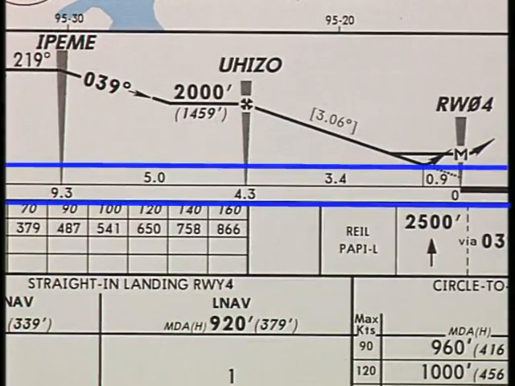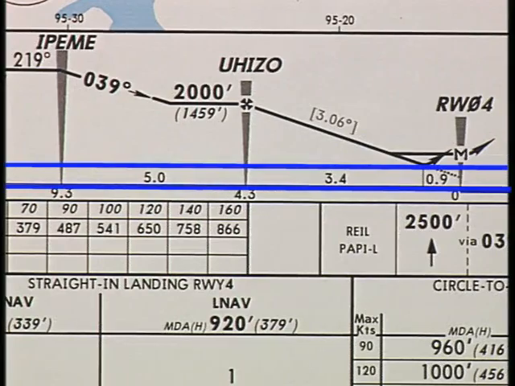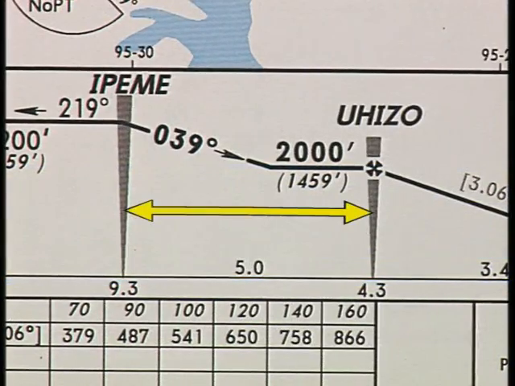Two sets of numbers indicating distances expressed in nautical miles may be located near the bottom of the profile view. The numbers below the line relate to the distance from the landing threshold. Those numbers above the line represent nautical mileage between fixes. In this case, the distance between Ipamee and Uhizo is 5 nautical miles.